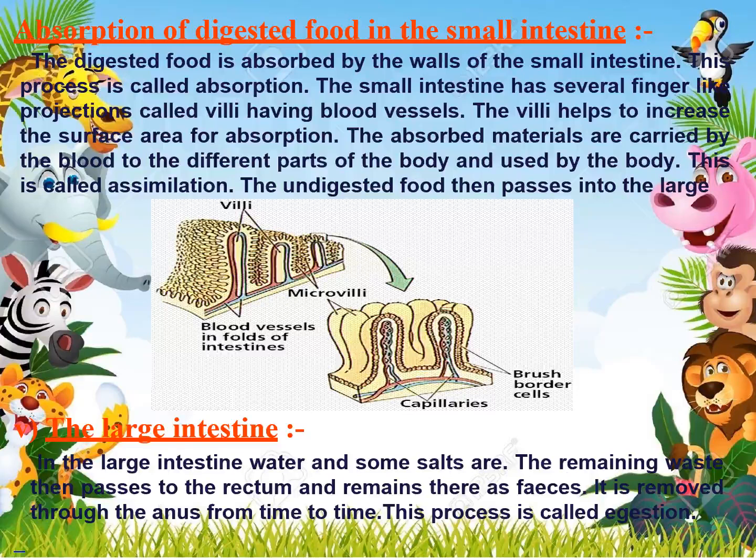The excess of glucose is stored in the muscles and in the cells of the liver as glycogen. Fats are also stored in fatty tissues in various parts of the body. And the last, egestion. Egestion is the process in which the waste material of our body is passed out through the anus.